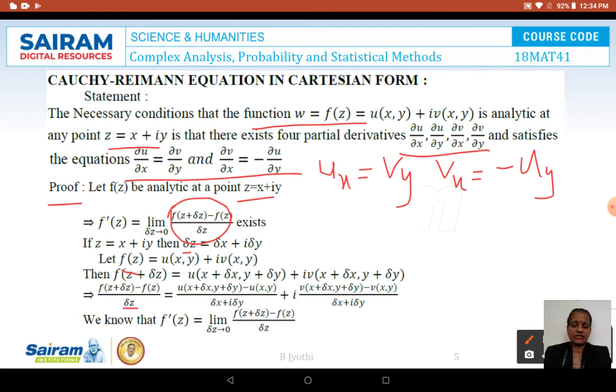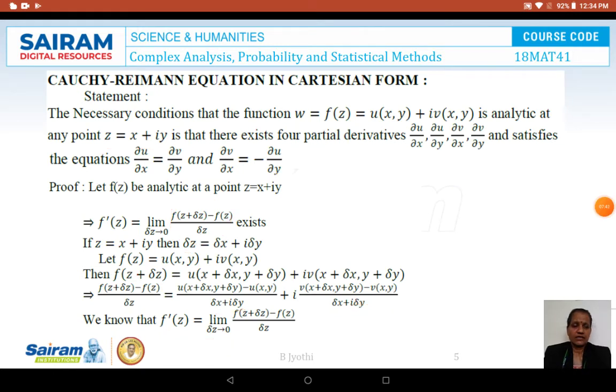which gives us [u(x + Δx, y + Δy) − u(x,y)] / (Δx + iΔy). Similarly, for v also, i [v(x + Δx, y + Δy) − v(x,y)] / (Δx + iΔy). And we know this is the definition.